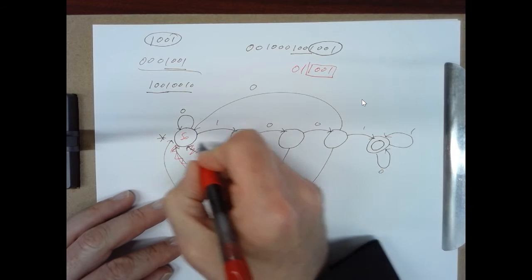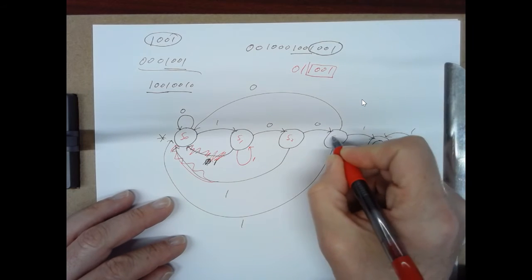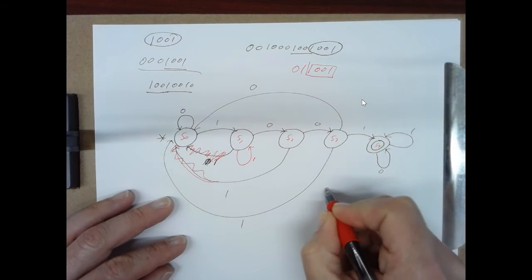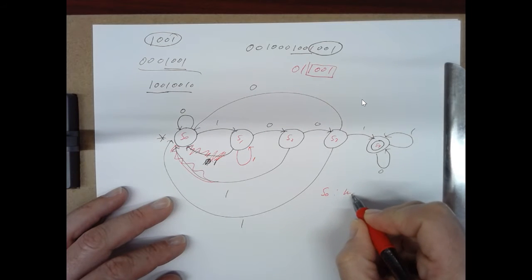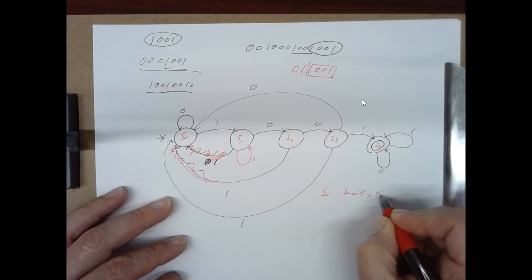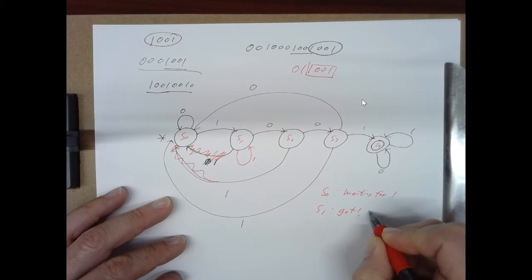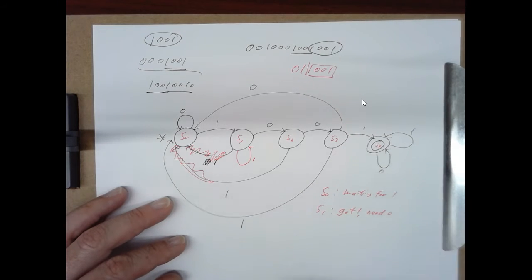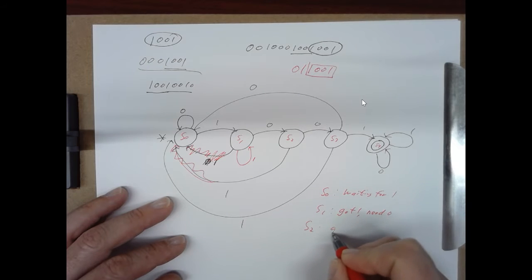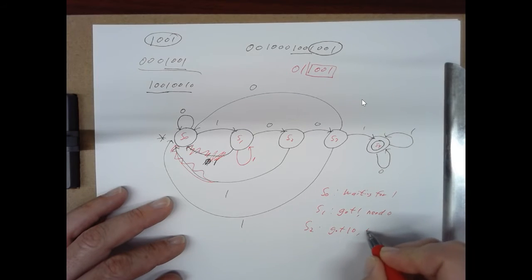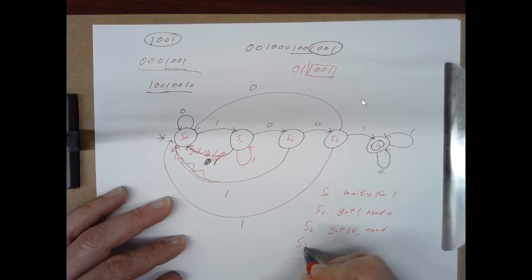So if we label these, S0 means waiting for a 1. S1 means we got a 1, we need a 0. S2 means we got a 1, 0, and we need another 0. S3 means we got 1, 0, 0, and we need a 1. S4 means we got the whole string.